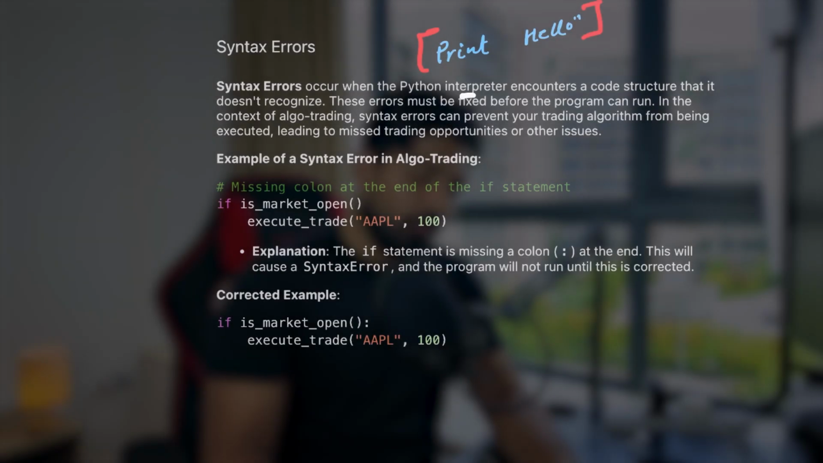An example of a syntax error in algo trading is, let's say, a missing colon at the end of the if statement, right? Here we need to have a colon, correct? Most of the time you will be able to figure out syntax errors easily because your IDE will show you that there is some error in your code. So not an issue with these.